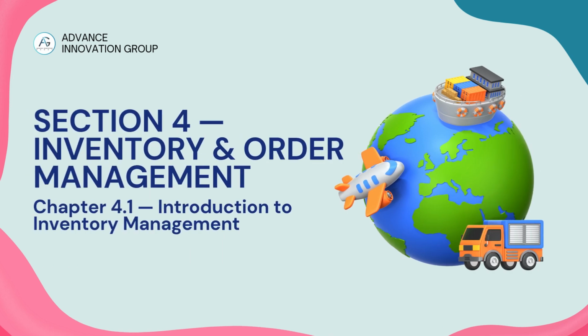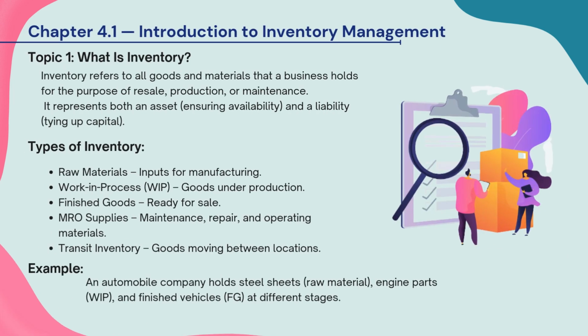This section introduces inventory and order management, which focuses on how organizations manage stock levels and customer orders efficiently. We will understand why inventory control is important for cost reduction, service level improvement, and smooth supply chain flow across warehouses, transport, and customers. Inventory means all goods and materials a company keeps for production or sale. It is both an asset because it helps meet customer demand and a liability because it blocks working capital.